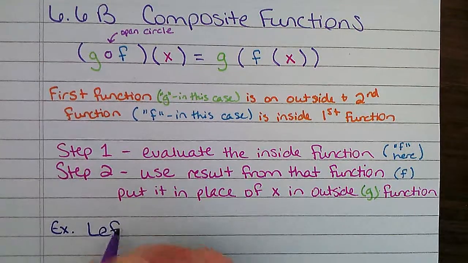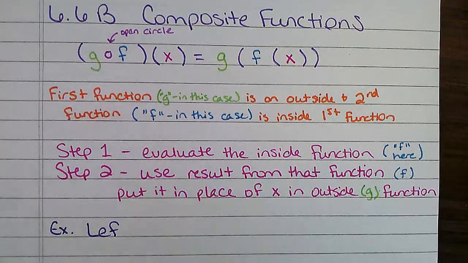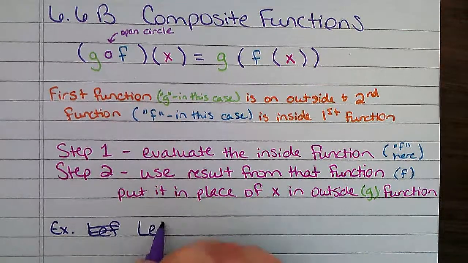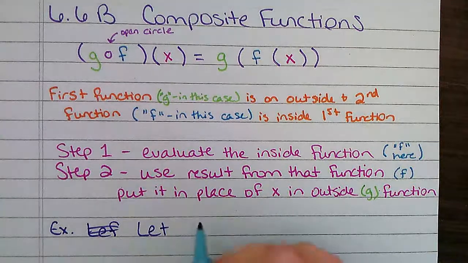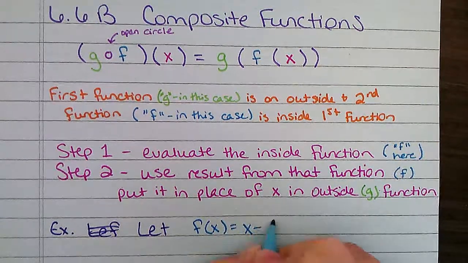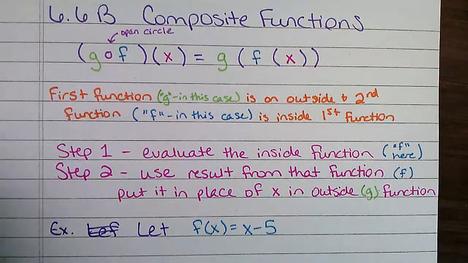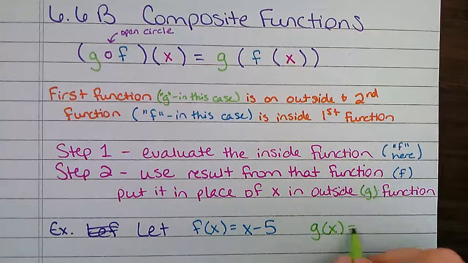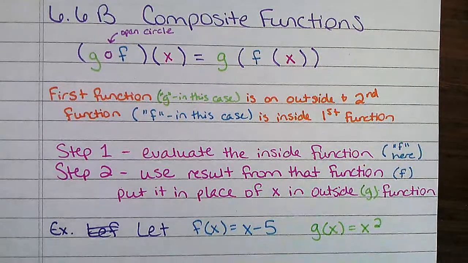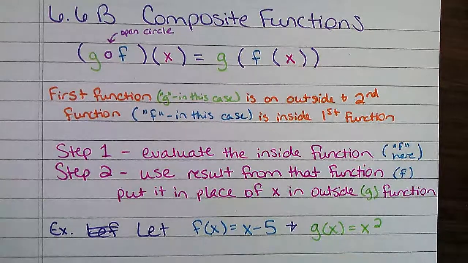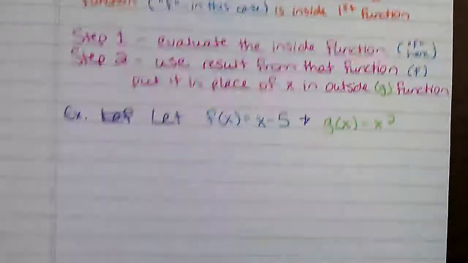Okay, so our f function is going to be x minus 5, and our g function is going to be x squared. So let f of x equal x minus 5 and g of x equal x squared.